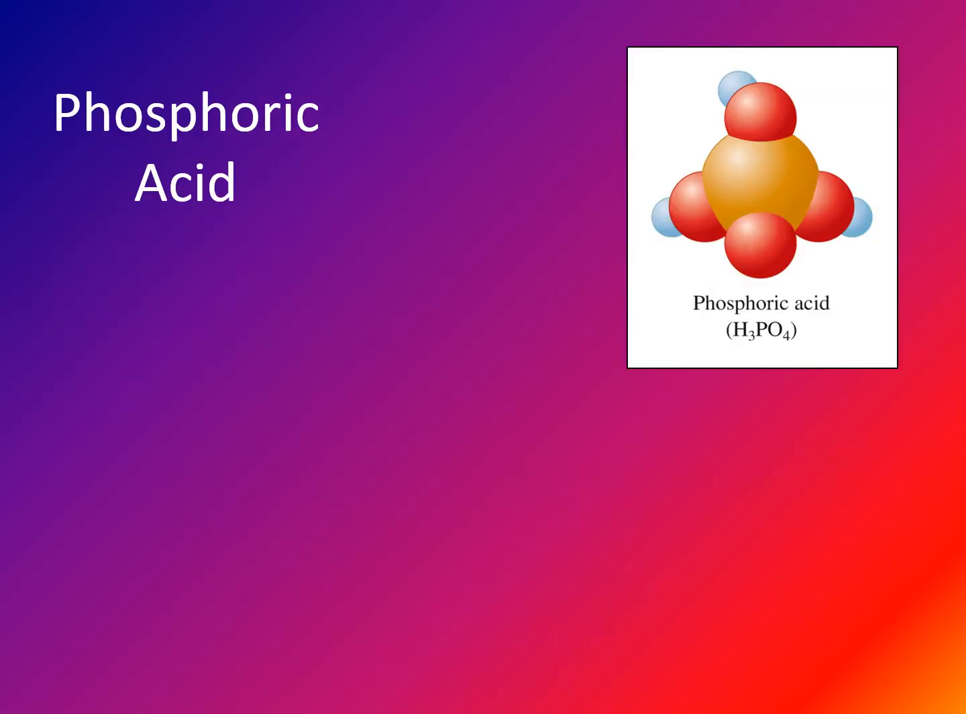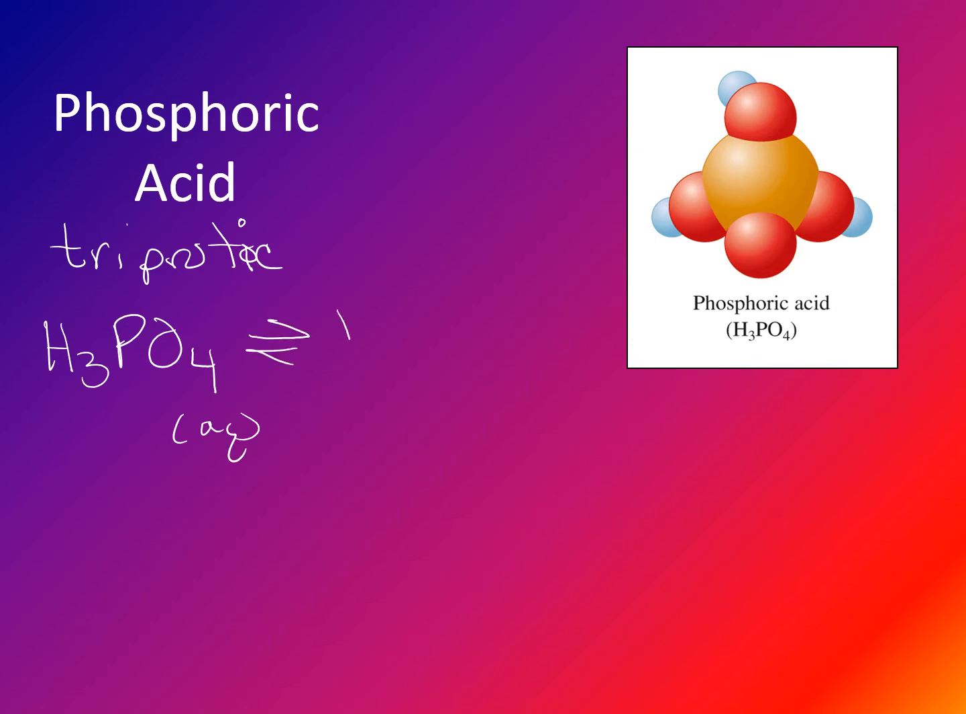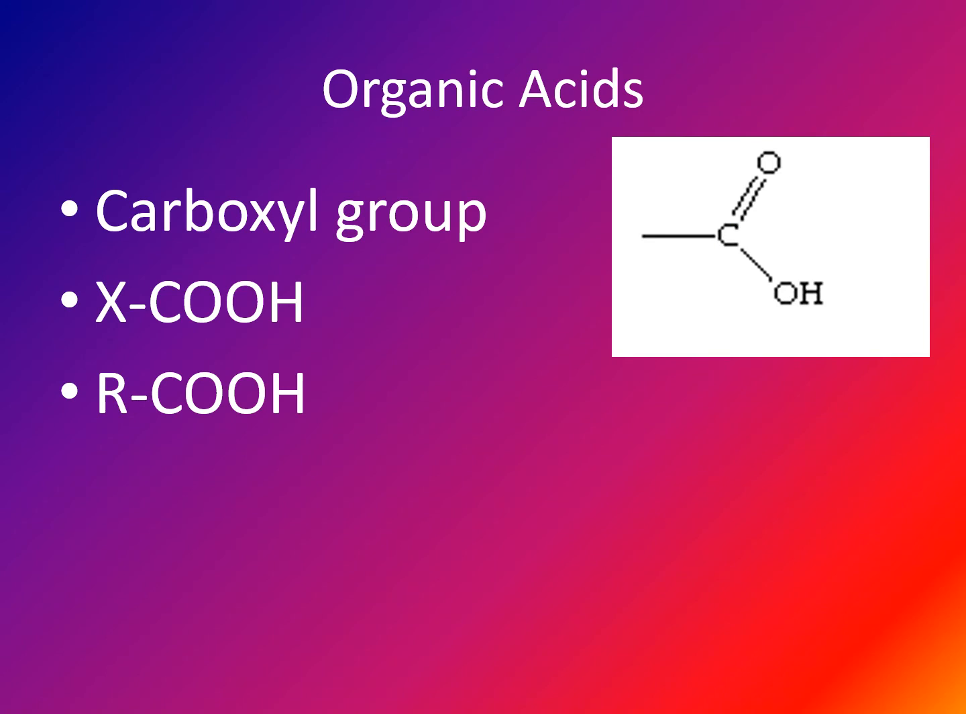Okay, phosphoric acid is H3PO4. We call it a triprotic acid because it has 3 protons on it. When it dissociates, the first step of dissociation is one hydrogen comes off and we form H2PO4 with a 1- charge. In a complete ionization, you could completely ionize by losing all 3 hydrogens. Again, a weak acid.